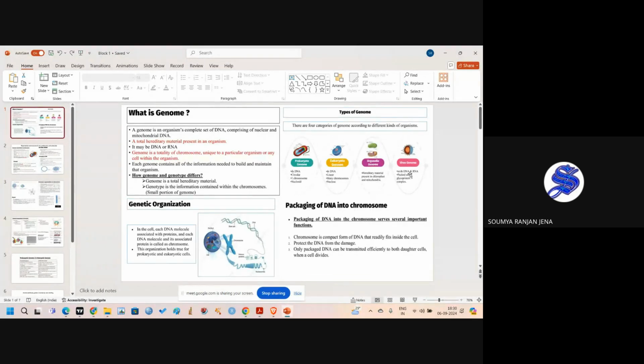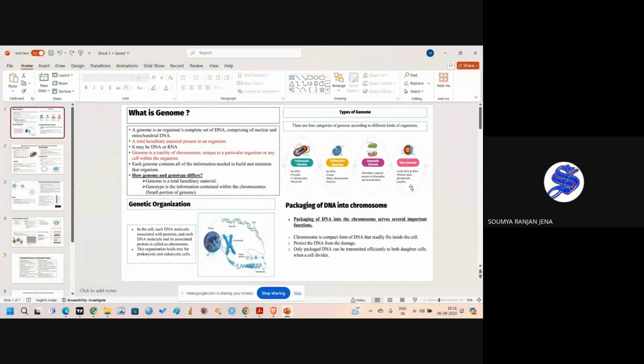Then the virus, this is important. A virus contains single-stranded or double-stranded DNA or RNA, packed under a glycoprotein complex. For example, the SARS-CoV virus contains spike proteins, that is, glycoproteins above the surface of the virus. These glycoproteins form a crown-like structure. As you know, the virus genome contains either single-stranded or double-stranded DNA or RNA.